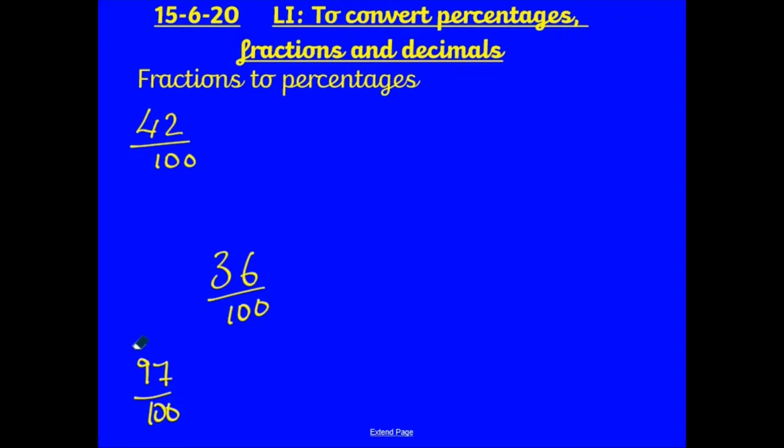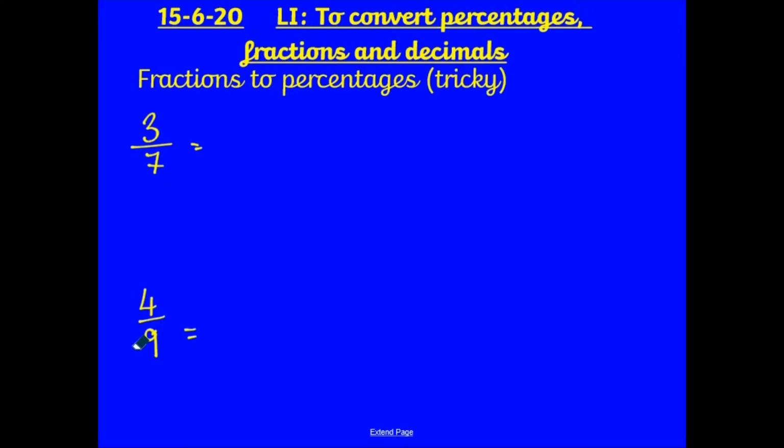Now let's have a look at those fractions to percentages. It's the same thing. Over 100, 42 over 100, well, that's 42%. Just working the inverse of what I was doing earlier. 36 out of 100, well, again, percentage means part of 100. So I've got 36 parts, so it's 36%. And 97 over 100, 97%.